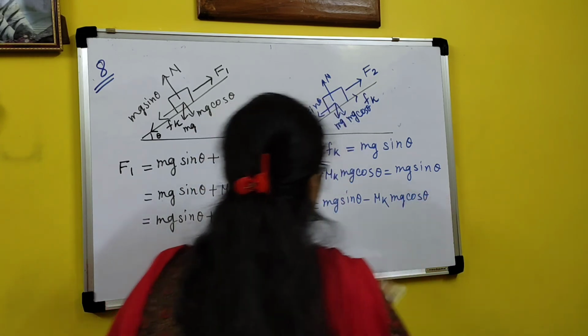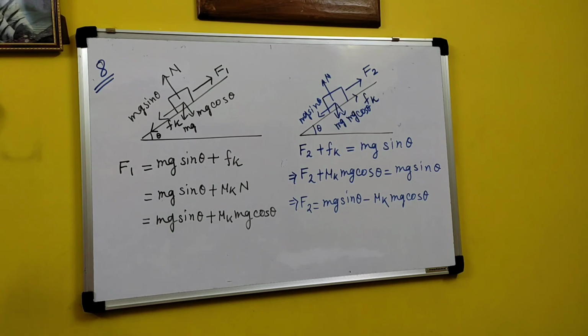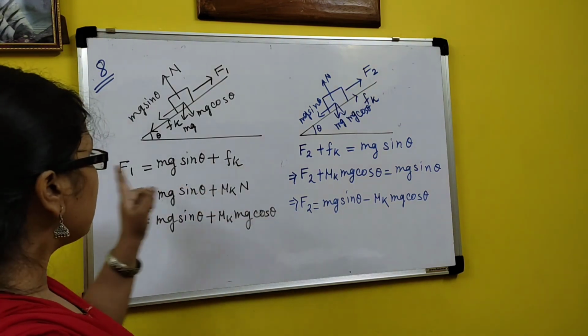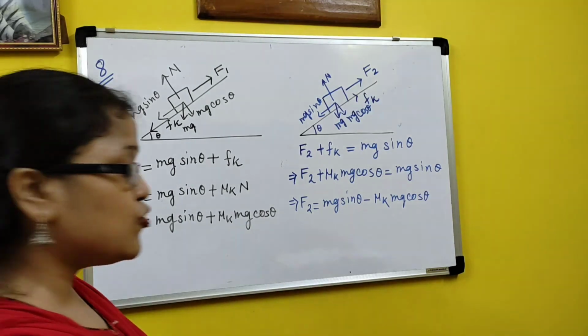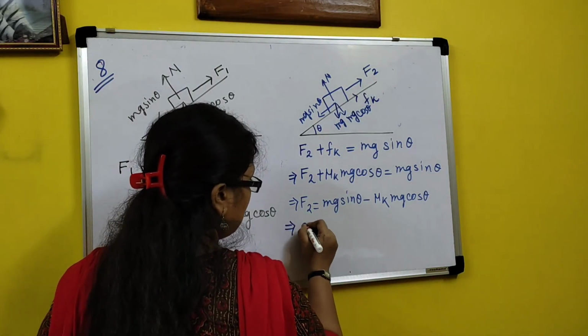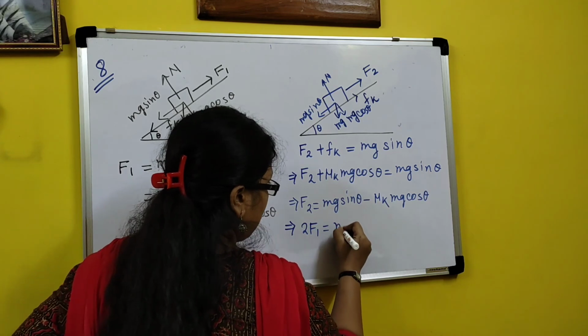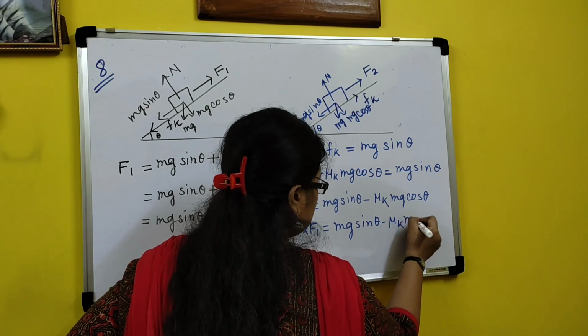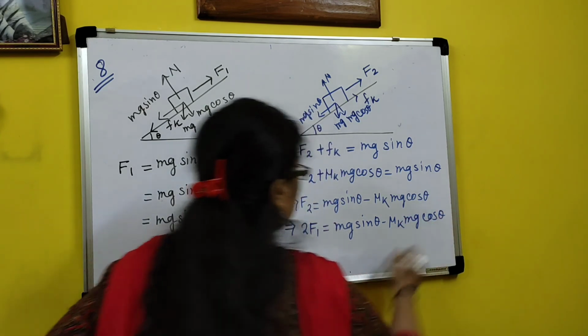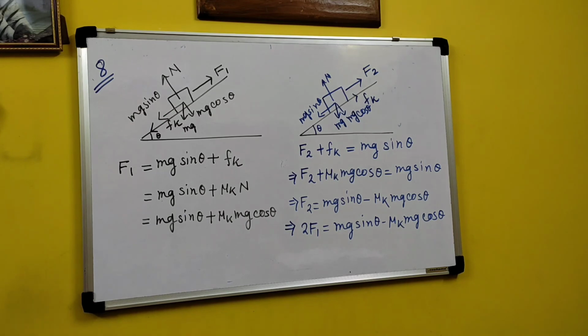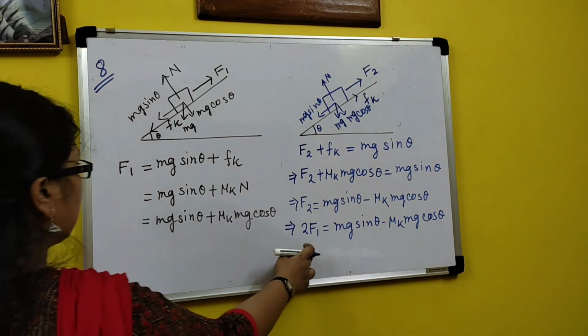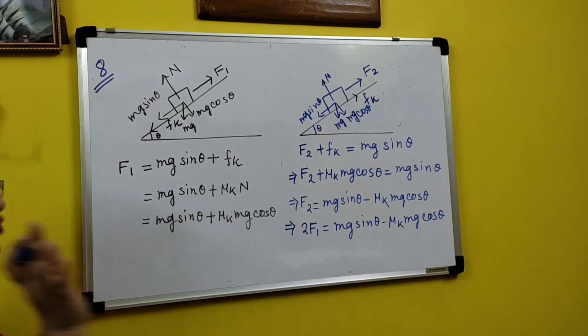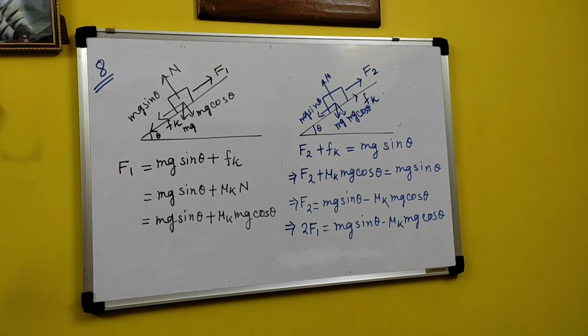Now what is given in the question? It is given that F1 is twice of F2. So in place of F1 I can put 2F2, so 2F2 equals mg sin theta plus mu k mg cos theta. Clear? These are the two equations. Now that I have these two equations, I can directly substitute and solve this sum.